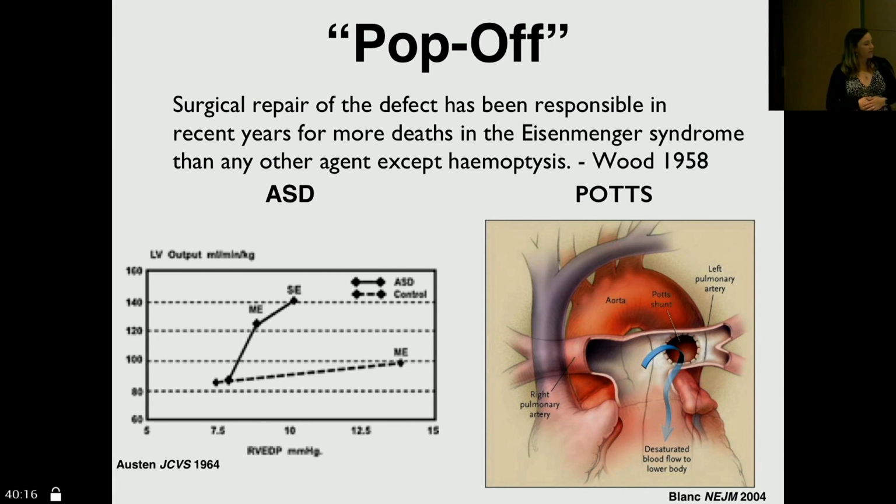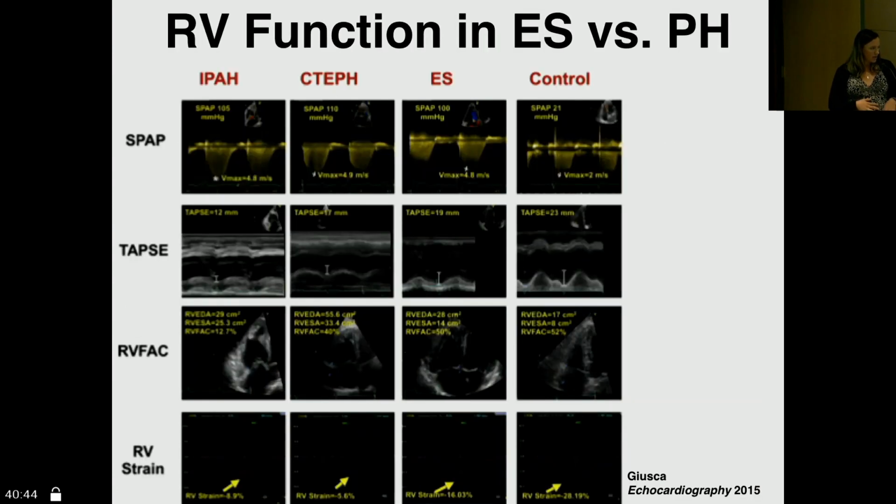and that's certainly probably true to some extent. These are things that Dr. Moore and some of our surgeons may be doing as palliative procedures for some of our patients with advanced pulmonary hypertension, creating a pop-off in these patients, either an ASD or a Potts shunt. In Wood's classic article where he initially described Eisenmenger syndrome in detail, he said closing these defects is actually responsible for the most death in these types of patients because they rely on that pop-off.